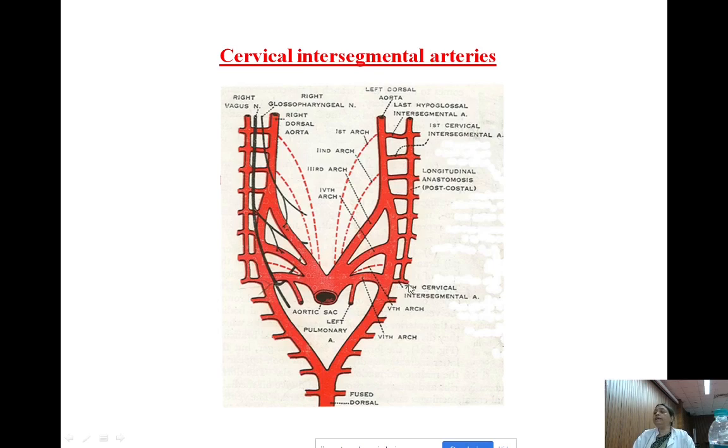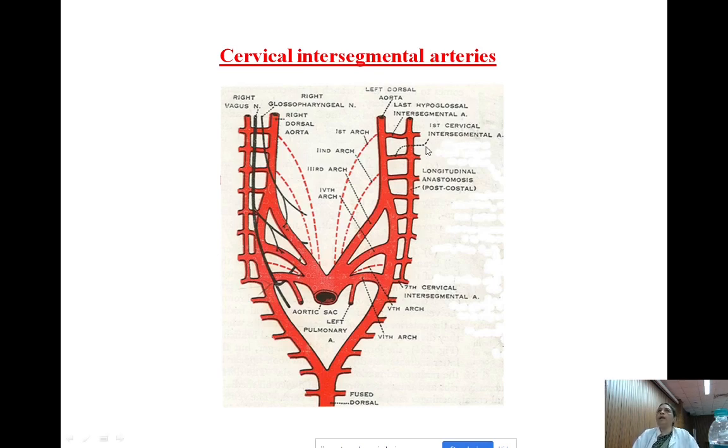And the seventh intersegmental artery is fixed to the limb bud and forms the subclavian artery. On the left side, the subclavian artery is totally formed by the seventh cervical intersegmental artery. But on the right side, the first part of the subclavian artery is formed by the fourth aortic arch and then by the seventh intersegmental artery. The rest of the right subclavian artery is formed by the right seventh intersegmental artery.